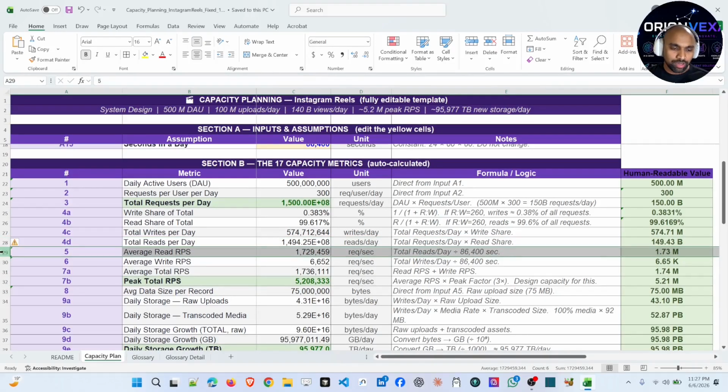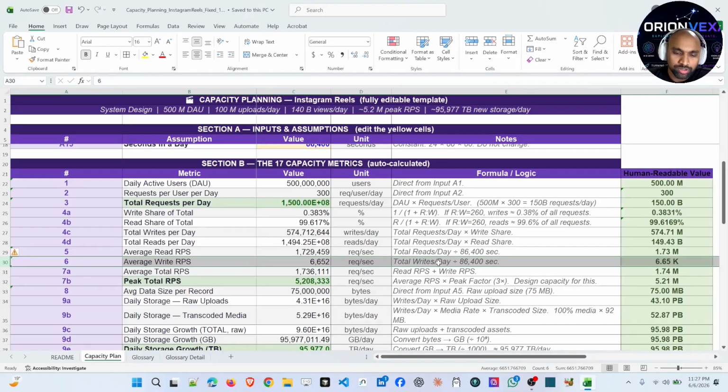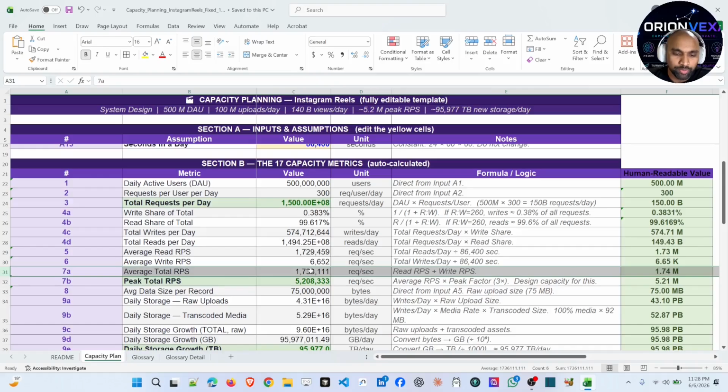Then coming to the average read RPS. We can calculate average read RPS using total reads per day divided by 86,400. Similarly, average write RPS is total writes per day divided by 86,400, that is around 66.65K. And average total RPS is the sum of the above two, around 1.74 million.